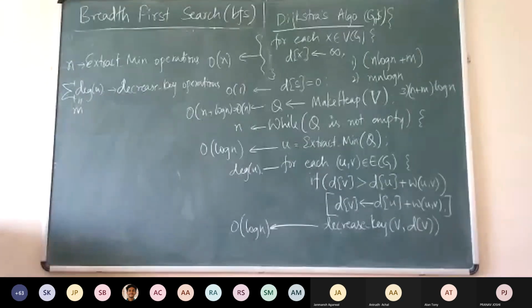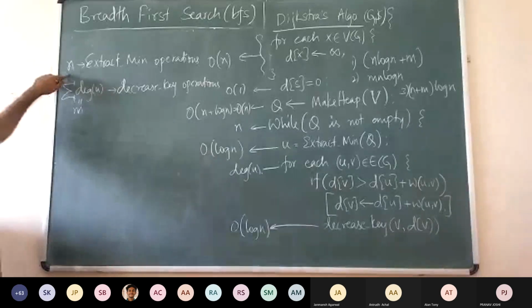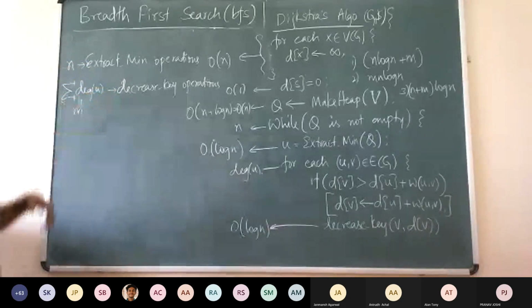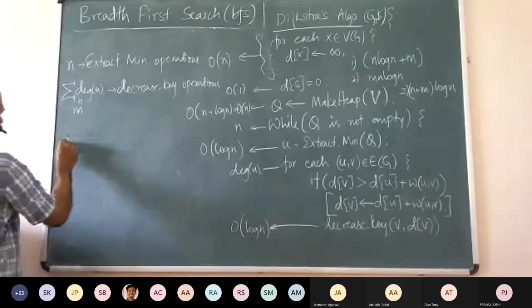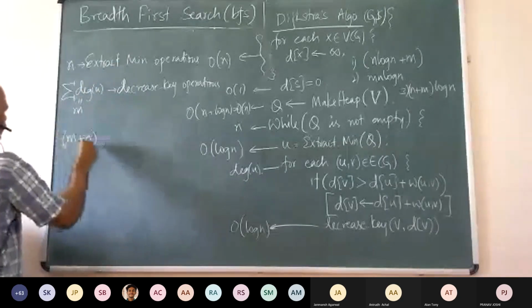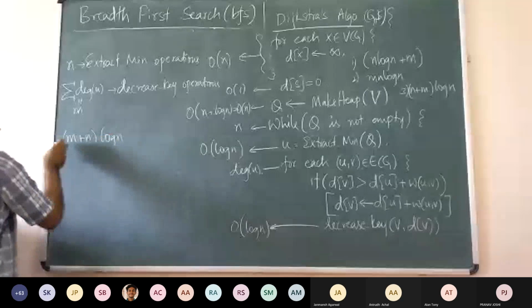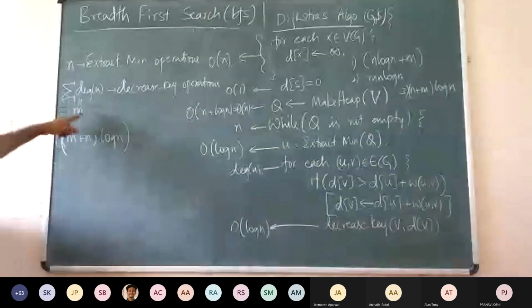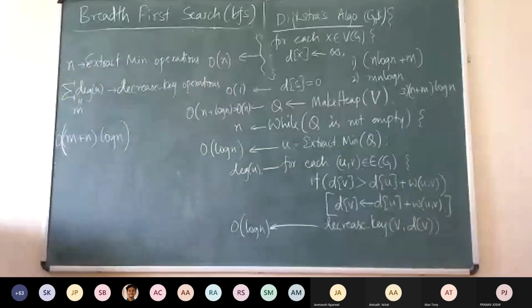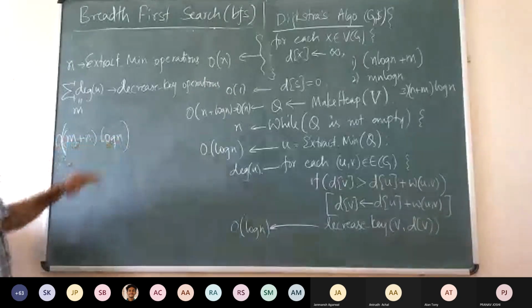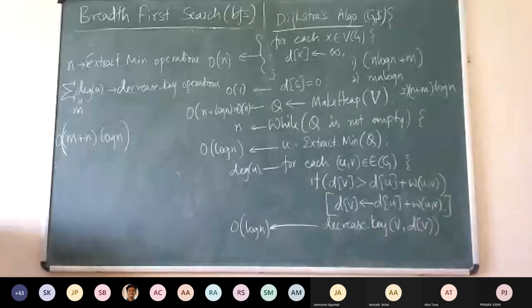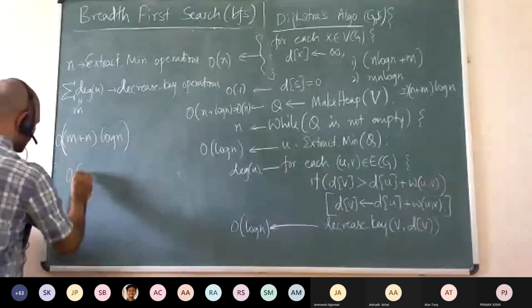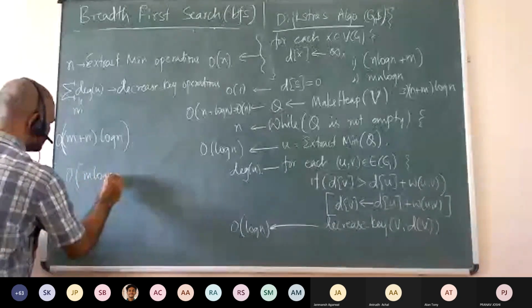So there are n extract min operations and m decrease key operations. With respect to the implementation we have seen, the running time will be m plus n times log n, right? So basically m log n and n log n. Since both of these operations take log n time each, the total running time will be order of m plus n into log n: m log n plus n log n, if you like writing it that way.